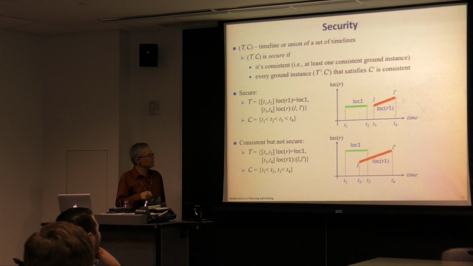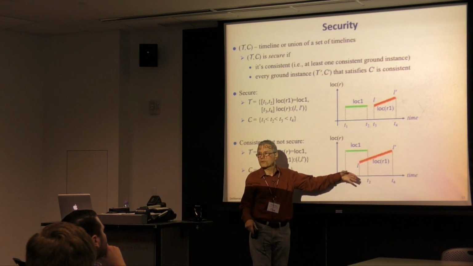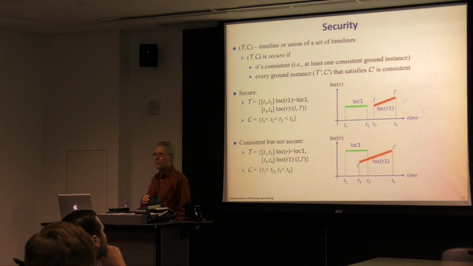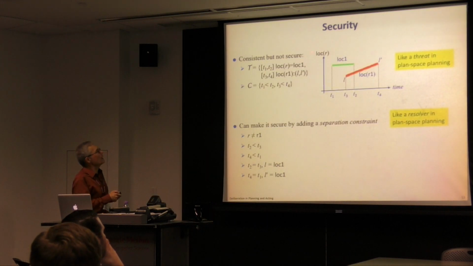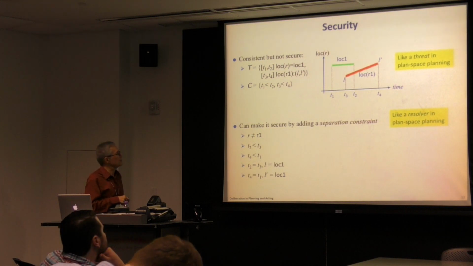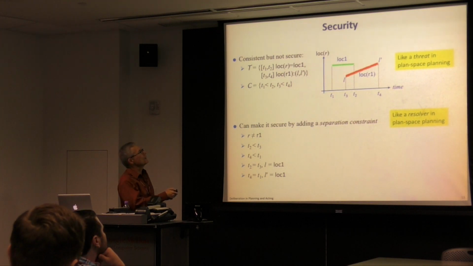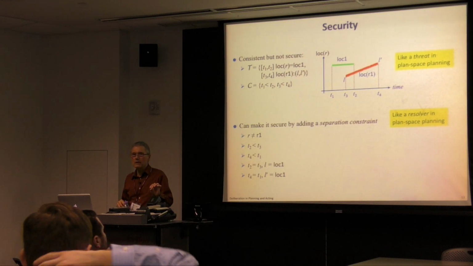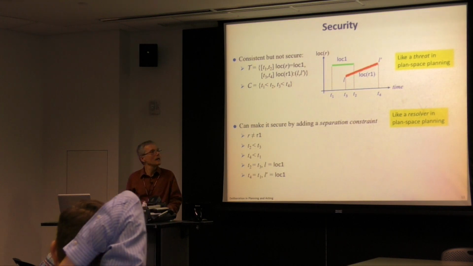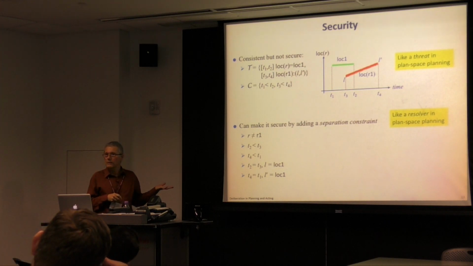Here's one that is consistent but not secure. Again, it's the same one I went through before. It has one consistent ground instance, and another one that's not consistent. If we have something that is consistent but not secure, we can make it secure by adding something called a separation constraint. The idea here, for those of you who know plan-space planning, is that this possible conflict is like a threat in plan-space planning, where two things can interfere with each other. And making it secure, getting rid of the threat, is like a resolver in plan-space planning.